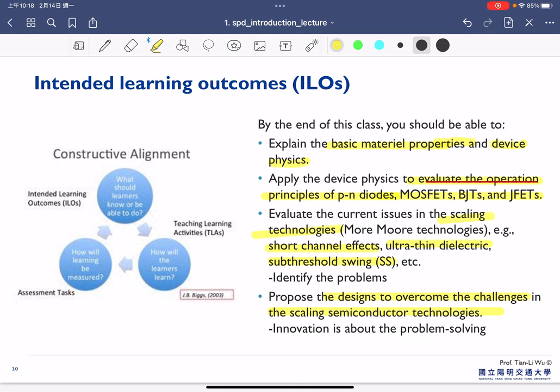And also, as I said, innovation is not purely about creating something new. Innovation is also about problem solving. So once you solve the problem, it's a huge innovation. I believe everyone's thesis is also trying to solve certain issues. So you should feel honored that once you finish your thesis and your degree, you are already on the way of innovation. Okay.